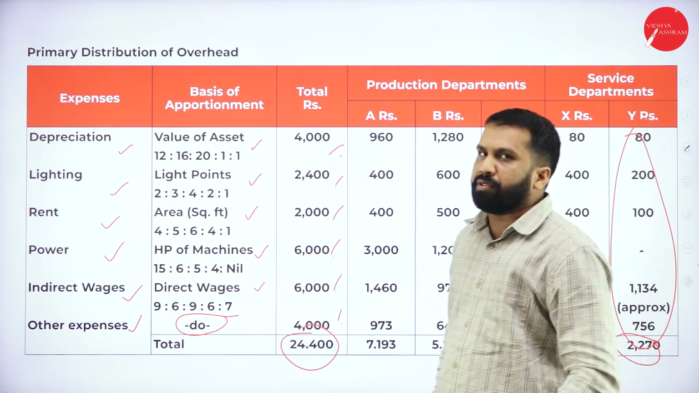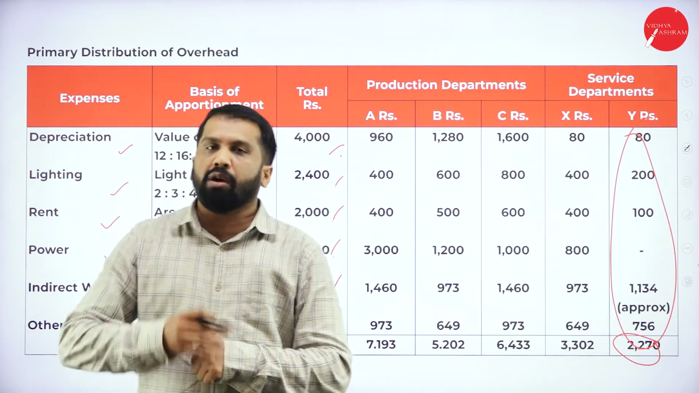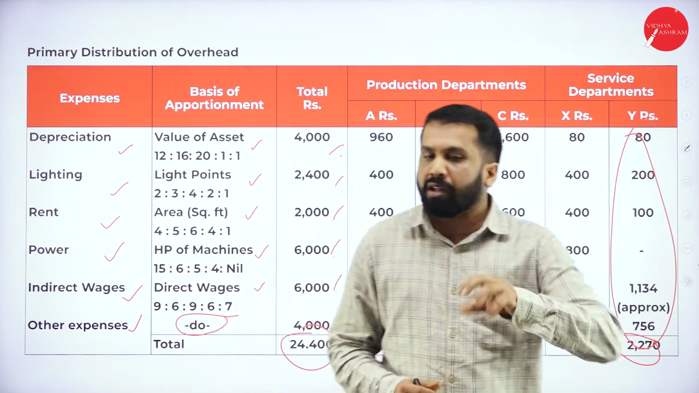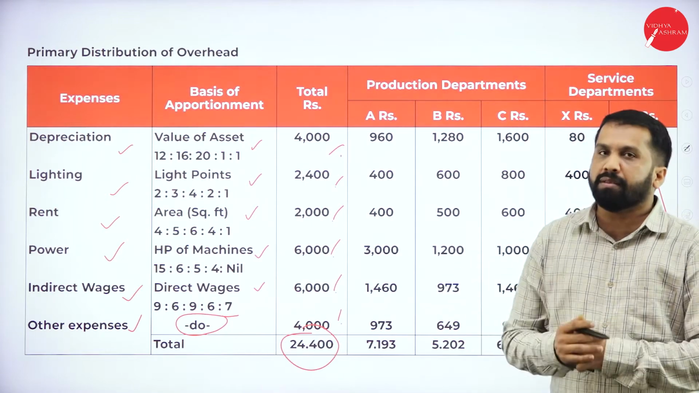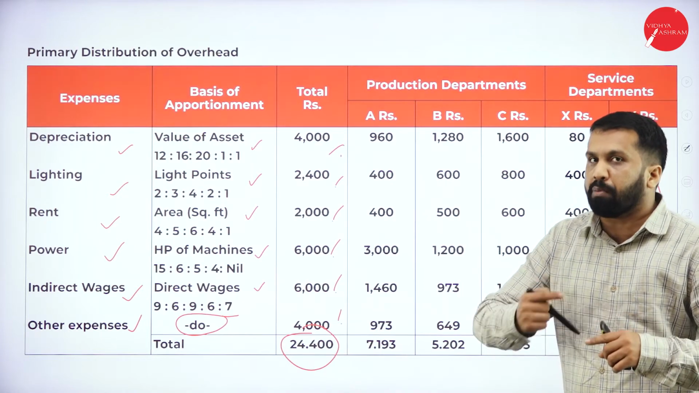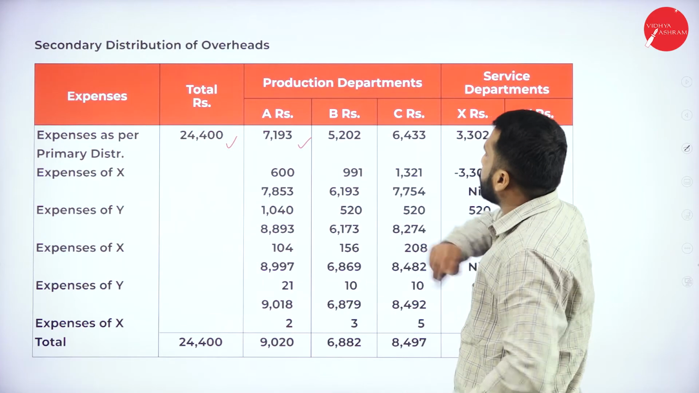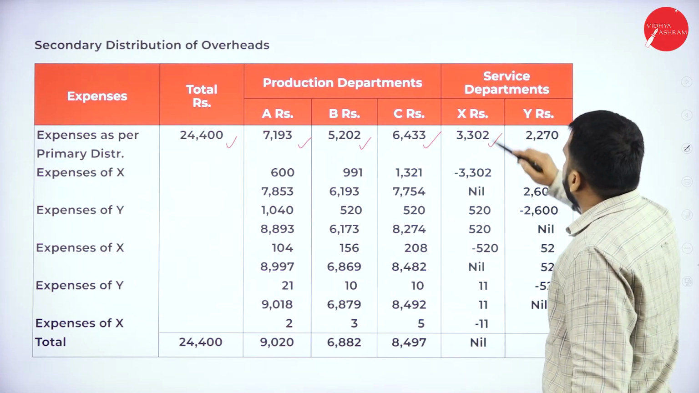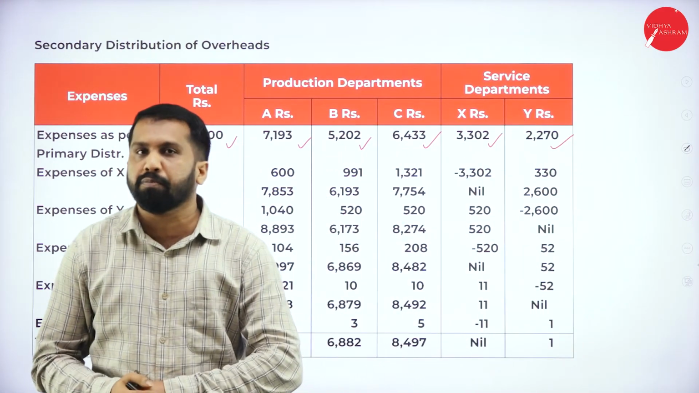Now, what is the next procedure? We have to go for secondary distribution. How do you go for secondary distribution? Simple. Whatever total we got here, the same total will be copied. See, 24,400, 7,193, 5,202, 6,433, 3,302 as well as 2,270. Hope you are clear.